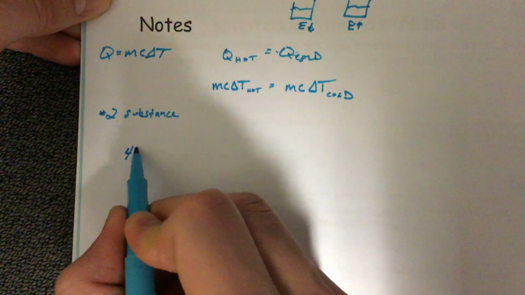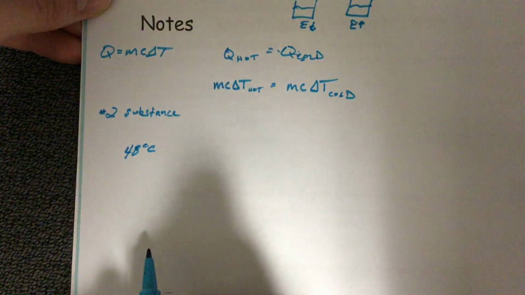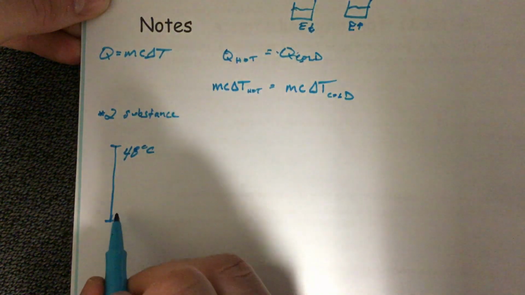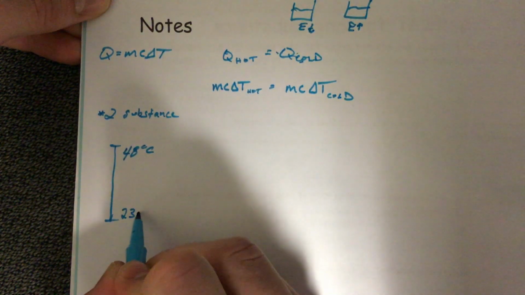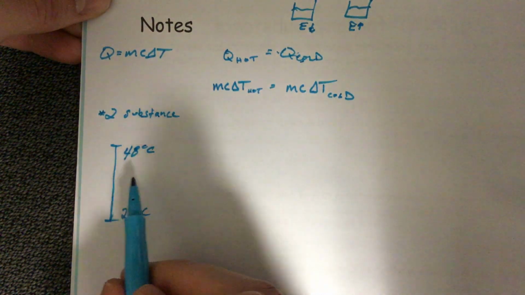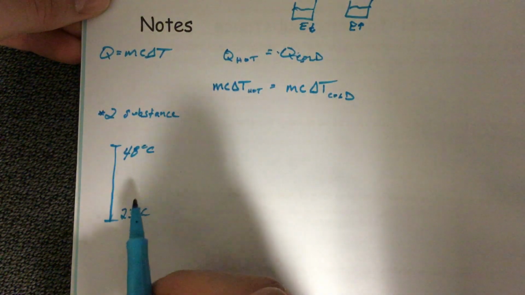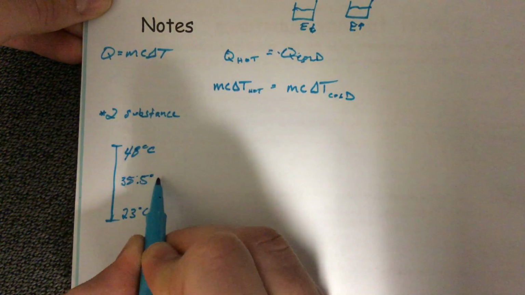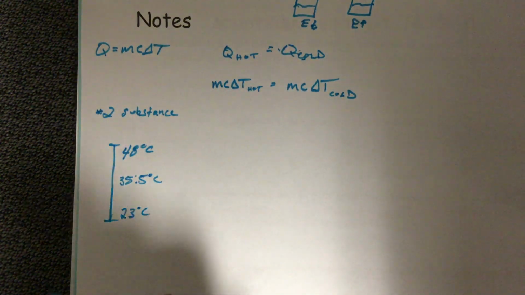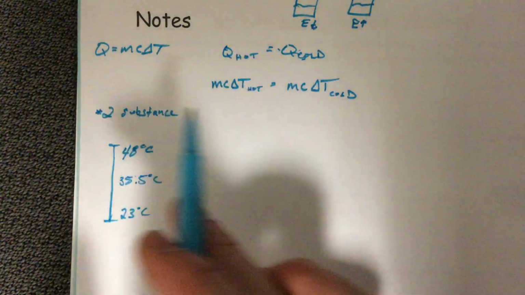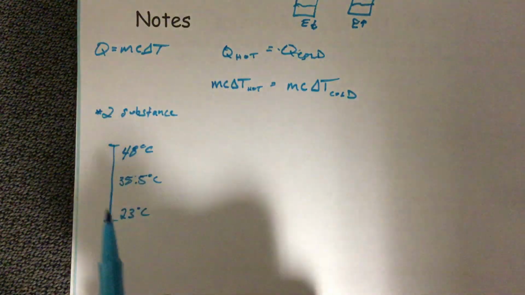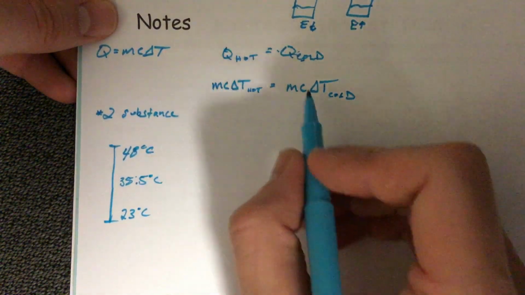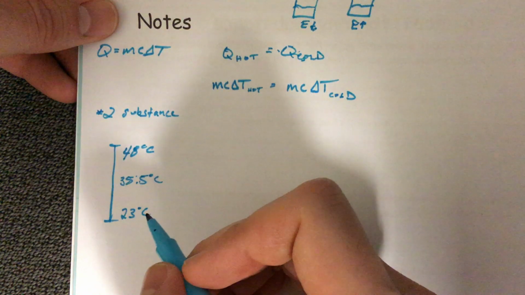We'll say that our hot water started at 48 degrees Celsius, and if we put it on a scale here, our hot substance was at 48 and our cold substance was somewhere around, we'll say, 23 degrees. We know that our final temperature was somewhere right in the middle, all right? And so maybe our final temperature was somewhere around 35.5 degrees Celsius, and we'll look to calculate that over here like what we did in lab. So using this information, we can come over here and look at the mathematical side to show why this is happening.